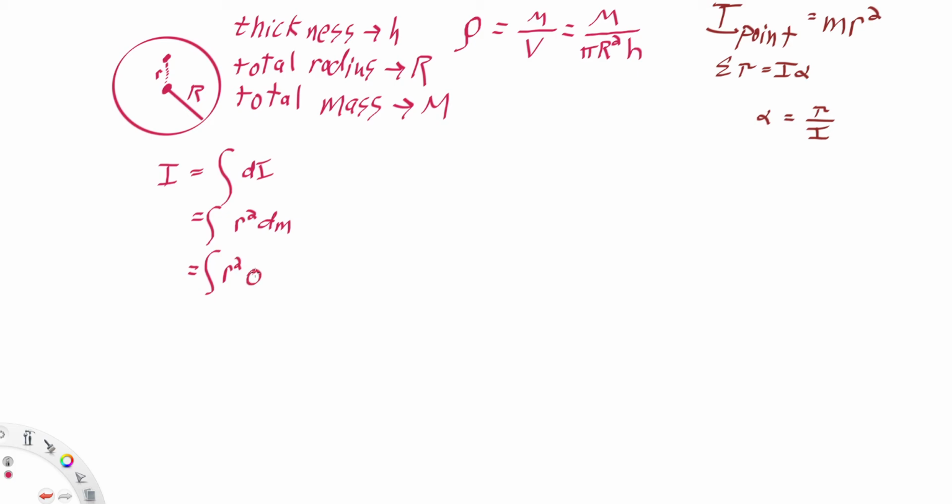So we have r squared density times a differentially small volume. So we're getting better. Right? Now at least we're in spatial coordinates, which is something we could potentially integrate over. We can do a little bit better here. Since we've got a disk, we know what the volume of this thing is.